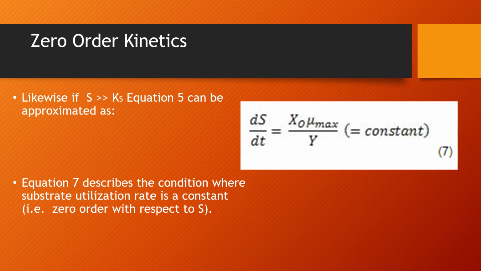Zero order kinetics. Likewise, if substrate concentration is much greater than Ks, then equation 5 becomes like this: ds by dt equals x naught mu max by y. Here this is nothing but a constant. All the terms are constant. So it means that it does not depend on the concentration of substrate. This equation 7 describes the condition where substrate utilization rate is constant. That is why it is zero order with respect to S.